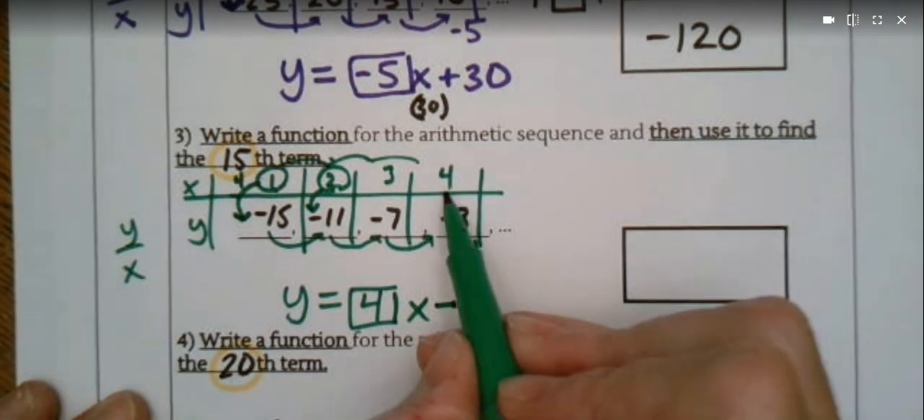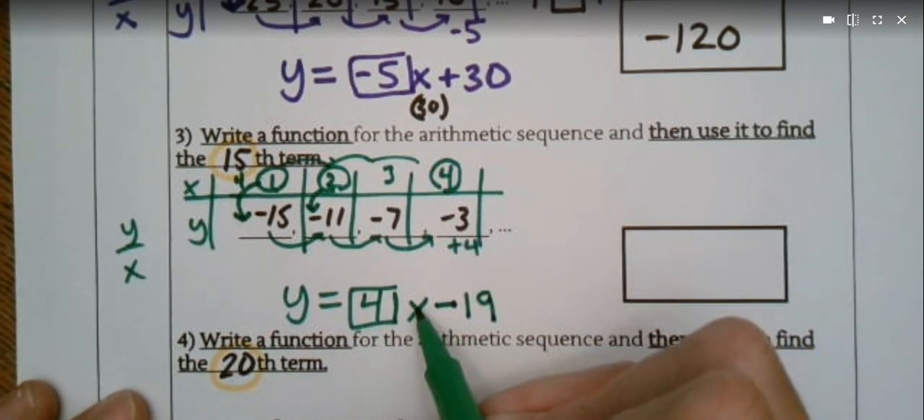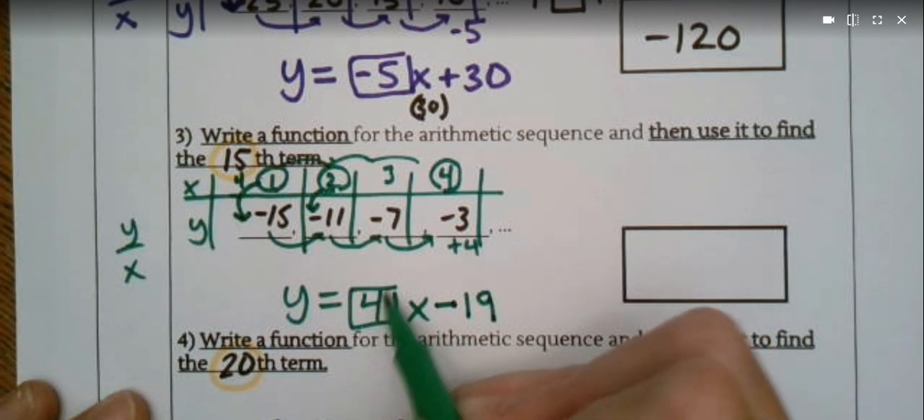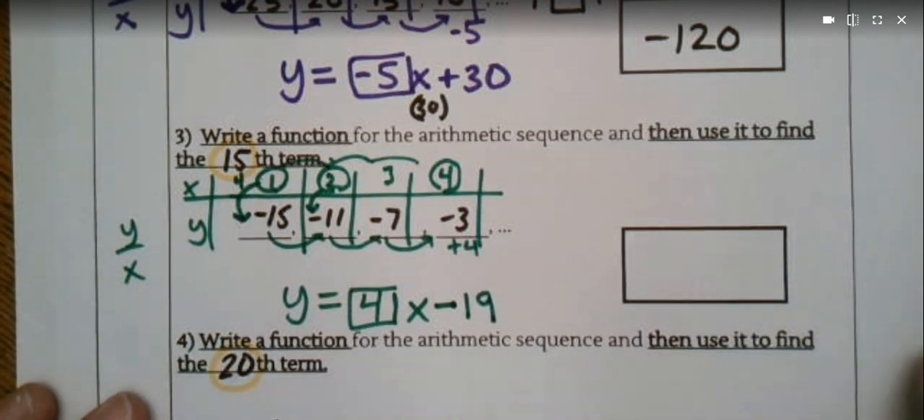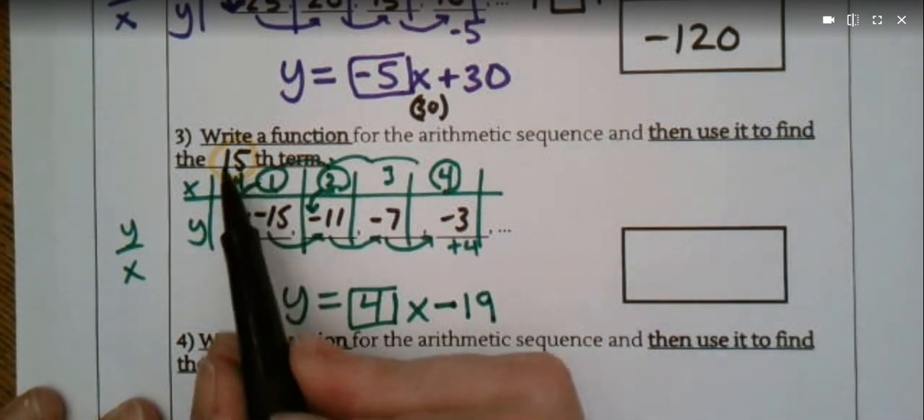And that's going to work for any value. If I plug in 4 here for x, multiply it by 4, I'd have to subtract 19 to get that output value. Okay, so next part, let's find the 15th term.